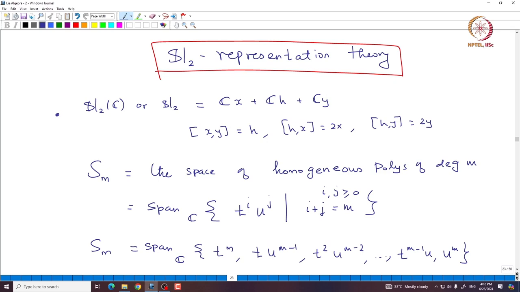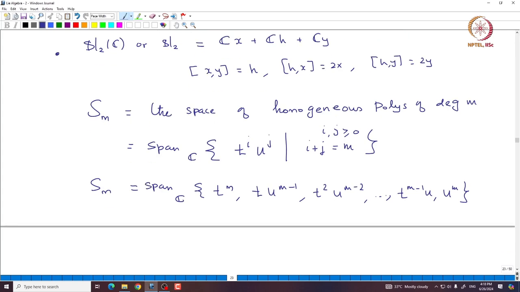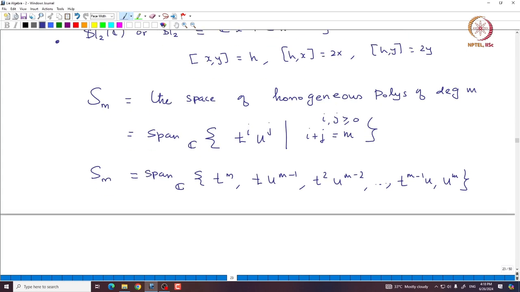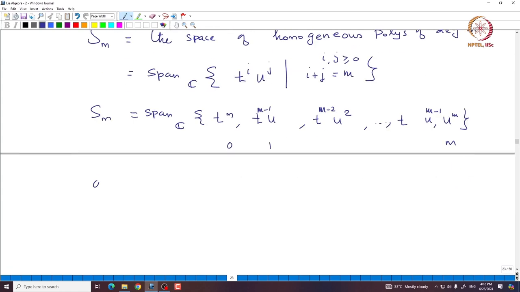So, now you can easily calculate the dimension. Because you can see that, if you consider only the power of u, sorry, this is supposed to be t power m minus 1 u, t power m minus 2 u square. So, it starts from 0, 1 up to m. That means we have m plus 1 vectors inside Sm. So, the dimension of Sm is m plus 1.